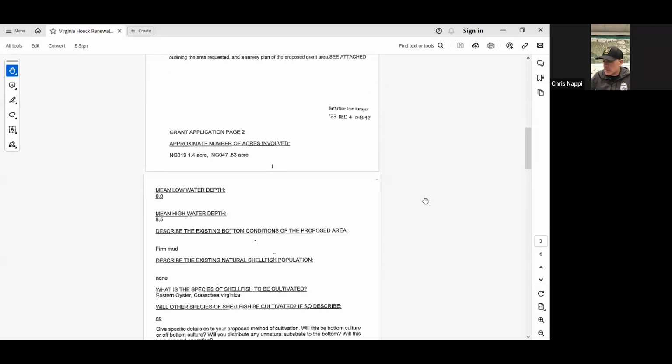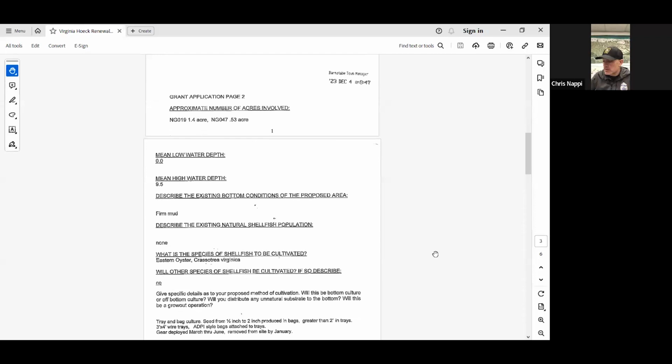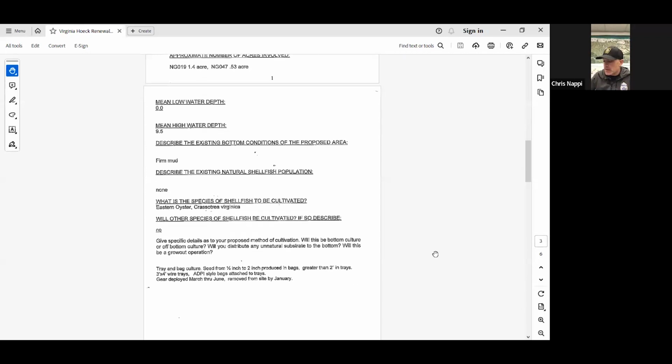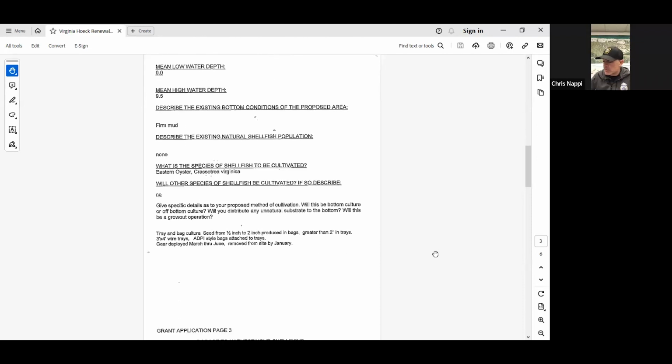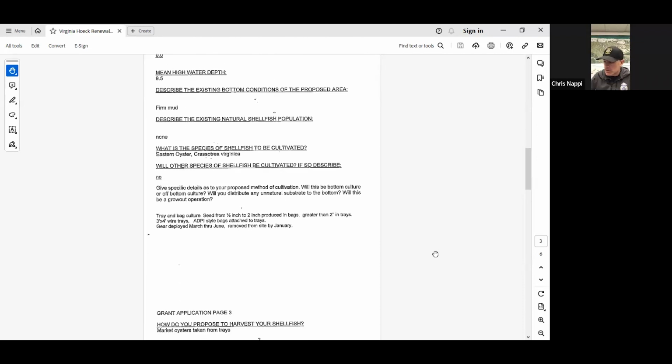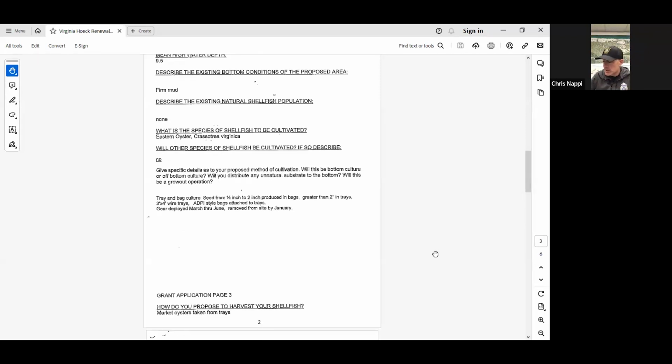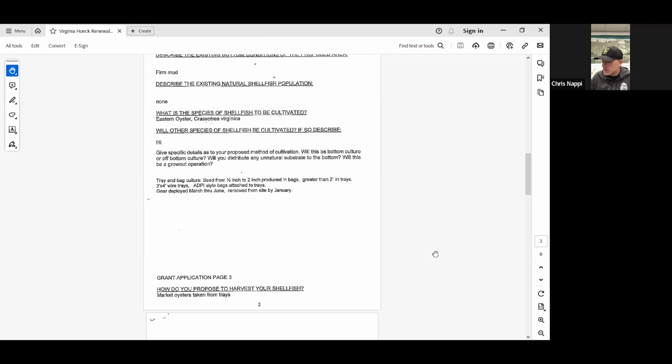So this site is located in Barnstable Harbor, on the north side of town in the Barnstable Aquaculture Zone. It has a mean low water depth of 0 feet, a mean high water depth of 9.5. She describes the existing bottom conditions as firm mud, and the existing natural shellfish population as none. The species of shellfish to be cultivated are eastern oysters, Crassostrea virginica, so just oysters there. Other species to be cultivated if so desired, none.